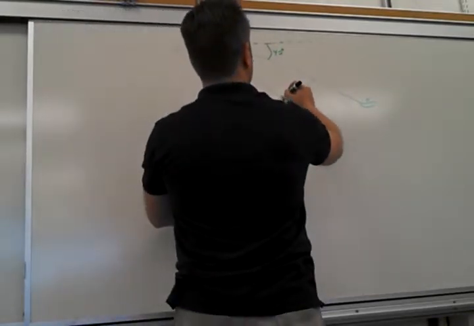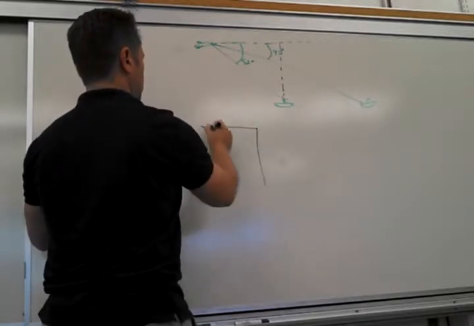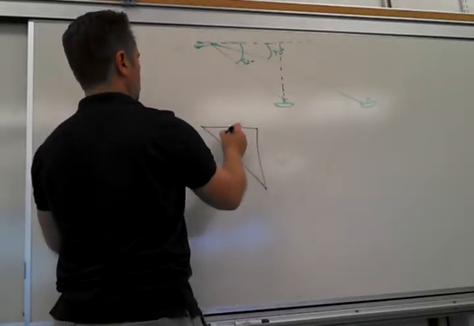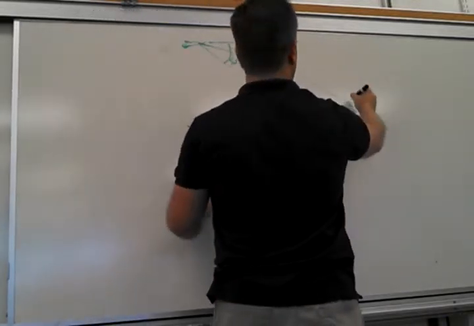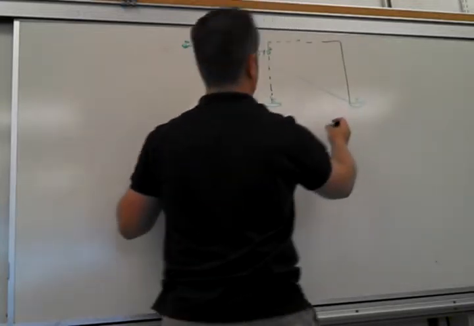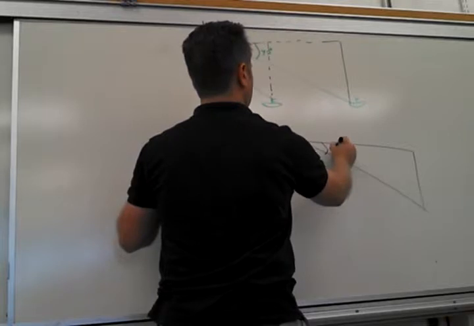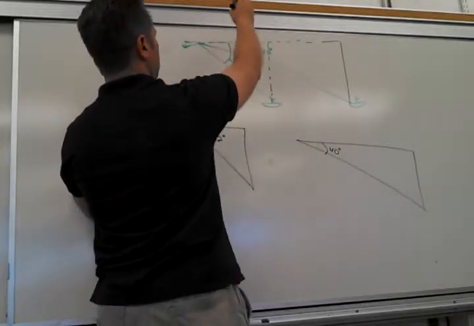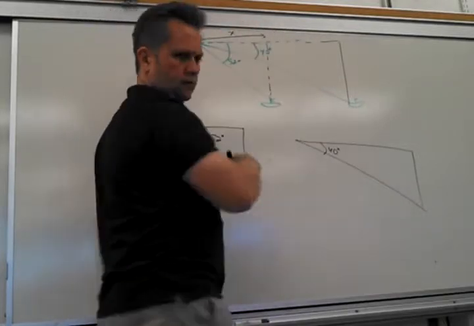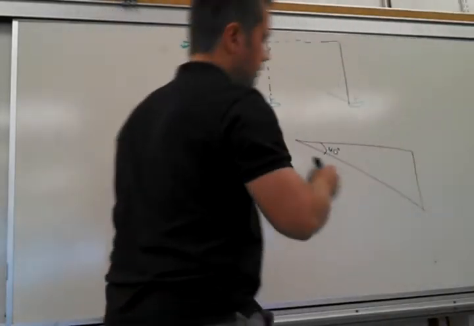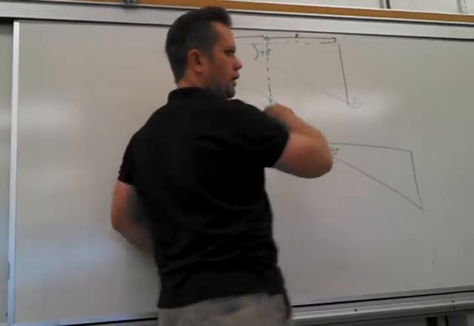So one triangle I've got is this guy here. So I've got a triangle like this. And then another triangle I've got is this guy here. So I've got this one here, 40 degrees. And I labeled this guy X, and then this one was D. That's the distance I really want to figure out.